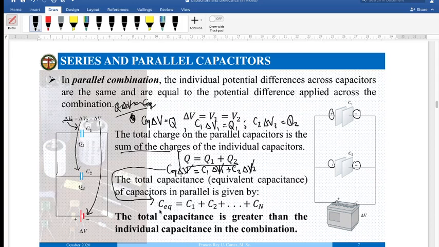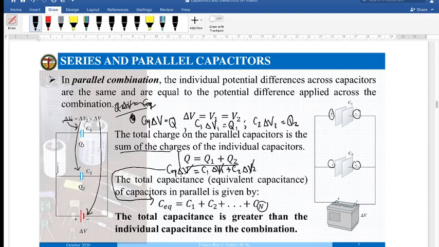Okay, so basically the total capacitance of your parallel combination, you just have to add all of them. So we have here C1 plus C2. If you have many capacitors, you simply add all of them if they are in parallel combination, for N capacitors in the circuit. The total capacitance is greater than the individual capacitance in the combination. This means that when you add all of the capacitors together, obviously your equivalent capacitance is greater than the individual capacitance.